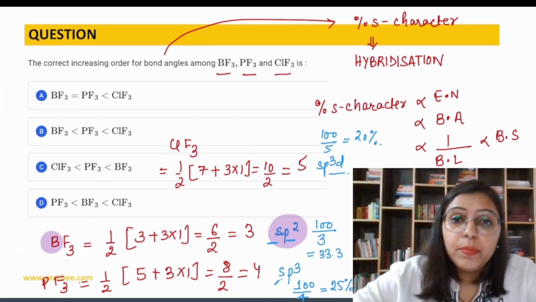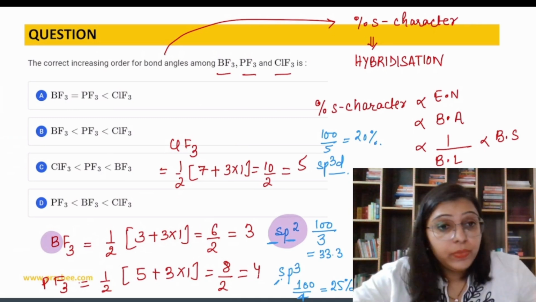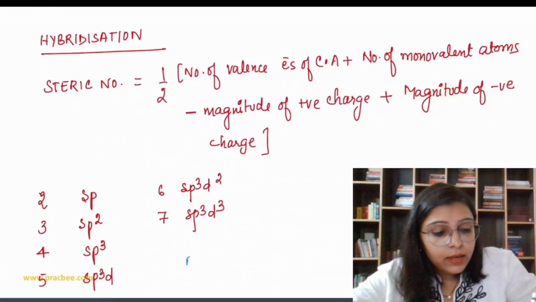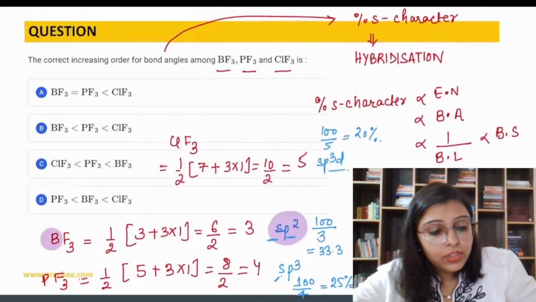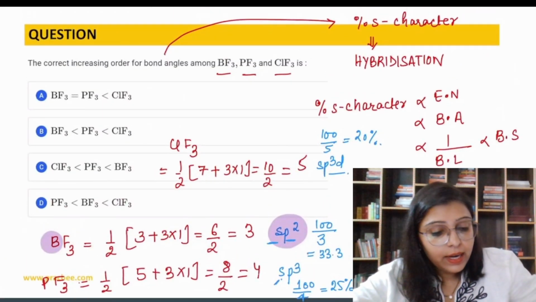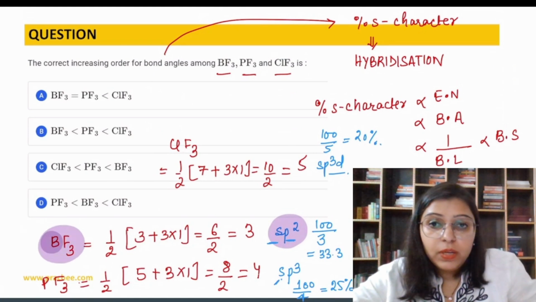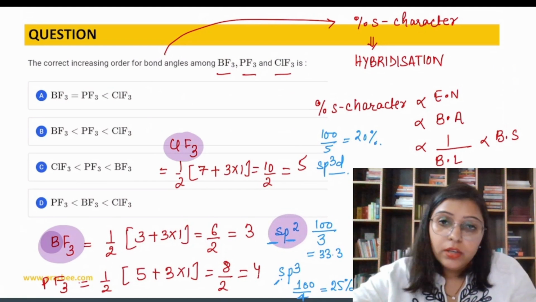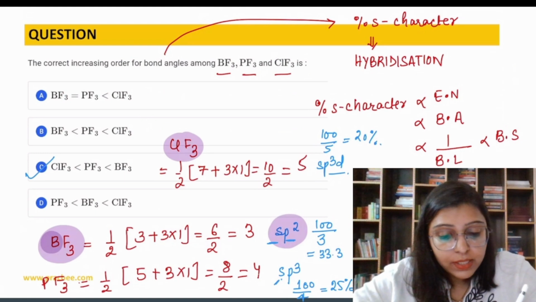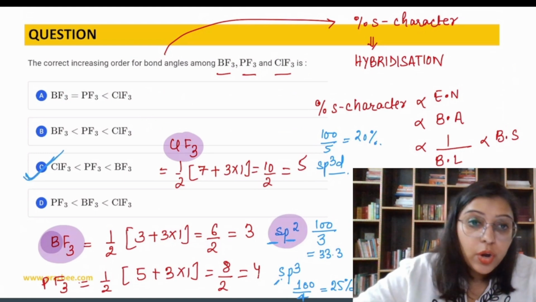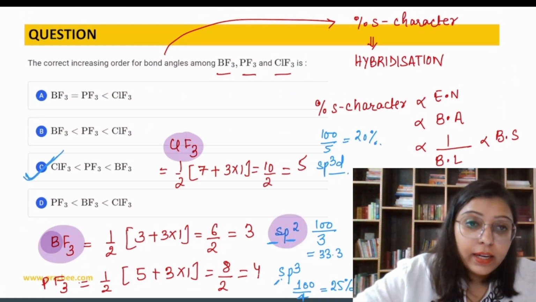So bond angle is directly proportional to the percentage s character. So more percentage s character is in BF3. So BF3 has more bond angle, and the least percentage is in ClF3, so least bond angle. So as per this, option number C is the correct answer.